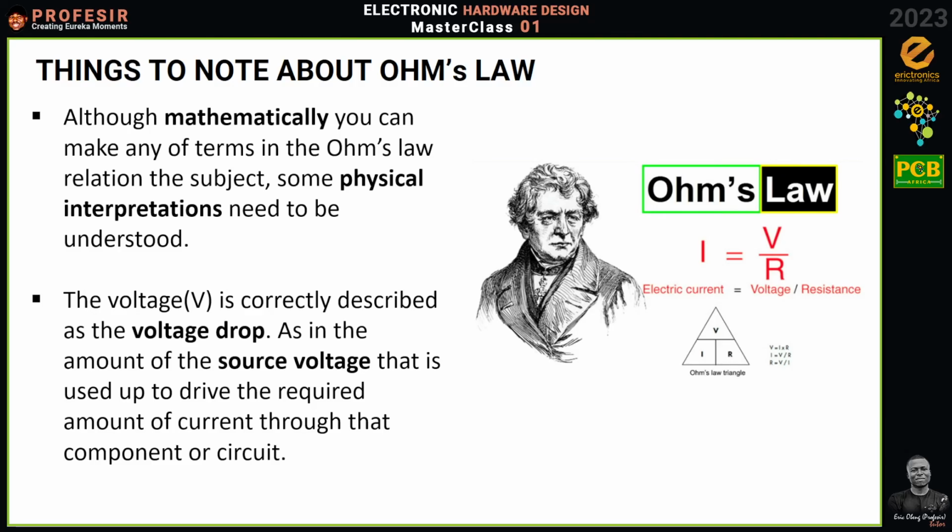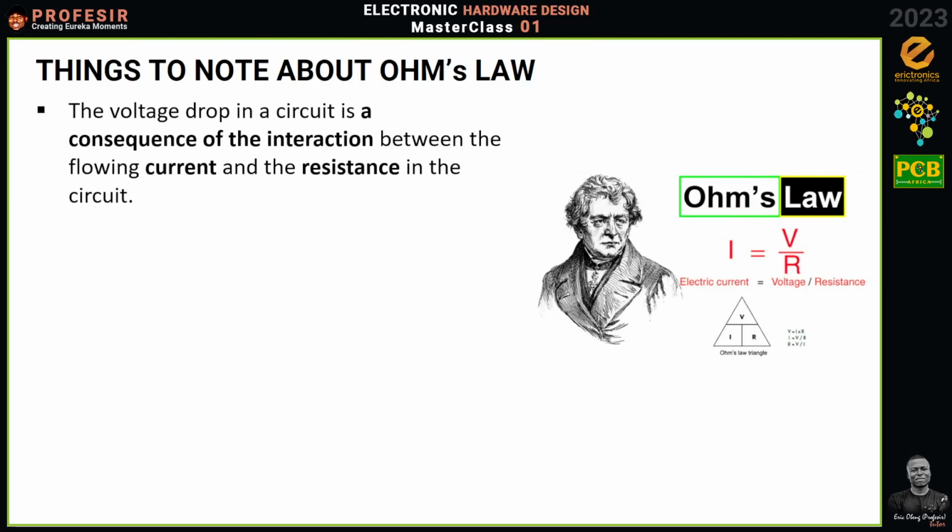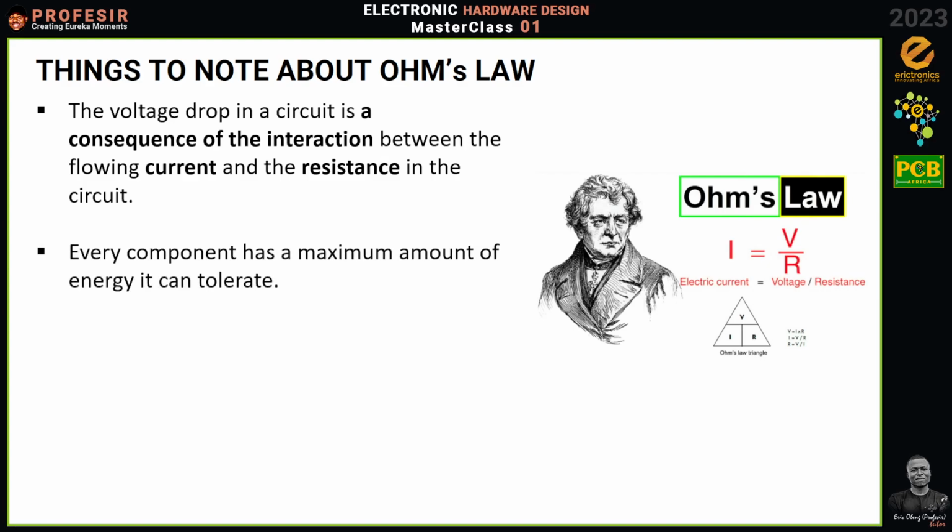Okay, that's how I like to interpret it because it makes sense in that way. So the voltage drop in a circuit is consequently the interaction between the flowing current and the resistance of the circuit. Every component has a maximum amount of energy that it can handle. It's like saying that everybody has the maximum amount of food he can eat. Is that okay? Just like that.